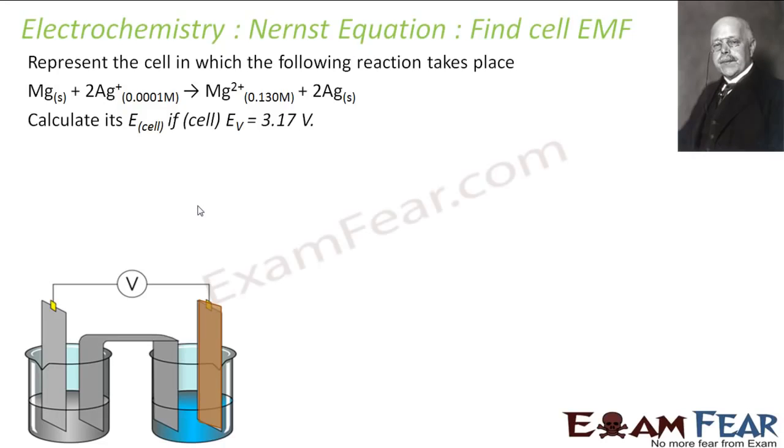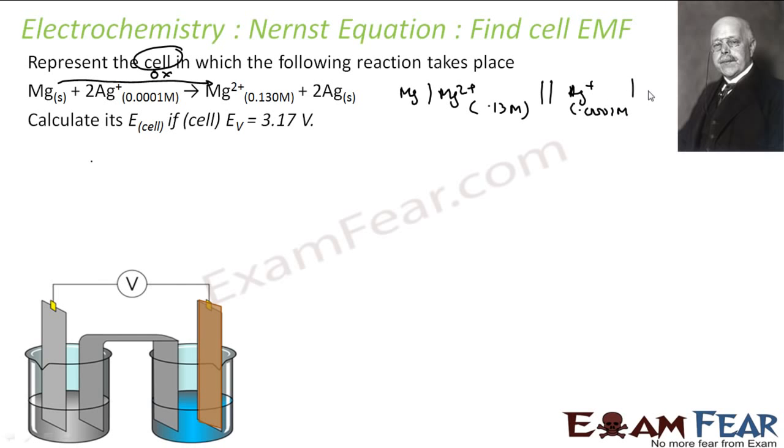Let's take one example here. First, we will represent the cell in which the following reaction takes place. Mg is getting oxidized to Mg2 plus, and Ag is getting reduced from Ag plus to Ag. To represent the cell: Mg becomes Mg2 plus, oxidation, where the concentration of Mg2 plus is 0.13 M, and Ag plus concentration is 0.0001 M becoming Ag. That is my cell representation.